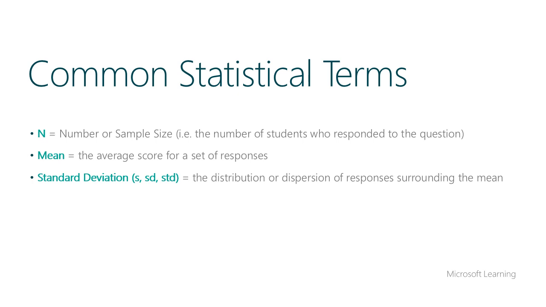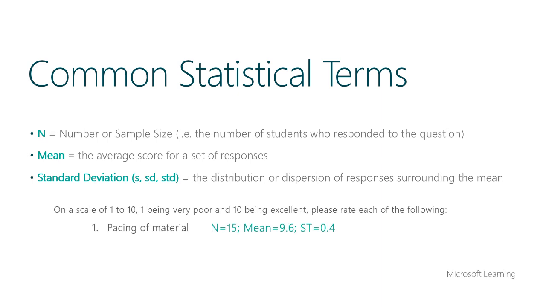For example, if we go back to that 1 to 10 scale asked about the pacing of the material, and these were your scores where N was 15, meaning 15 students responded to that question, and you had a mean score of 9.6 with a standard deviation of 0.4, be thrilled. That's a great score. That means most students thought that the pacing of your material was excellent or almost excellent. And most students were in agreement about that. That's fantastic. And that's all that those numbers are communicating.